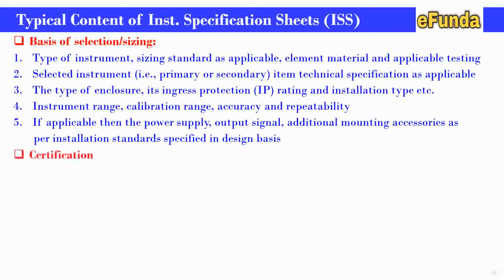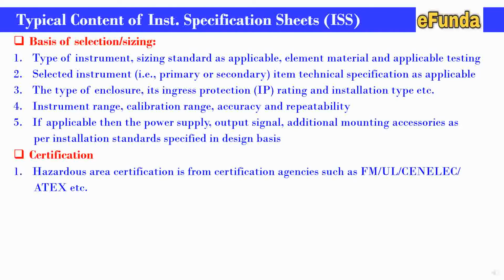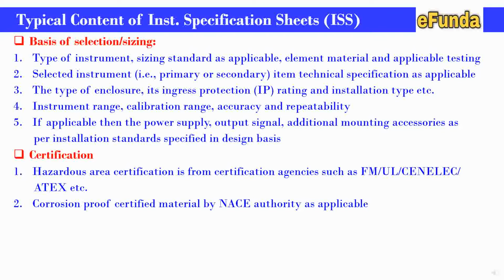Under certification, point number one, hazardous area certification from certification agencies such as FM, UL, CENELEC, ATEX, etc. These are the certification agencies. Point number two, corrosion proof certified material by NACE authority as applicable. Any related certificates as per project classification and requirement. These are the points covered under certification.